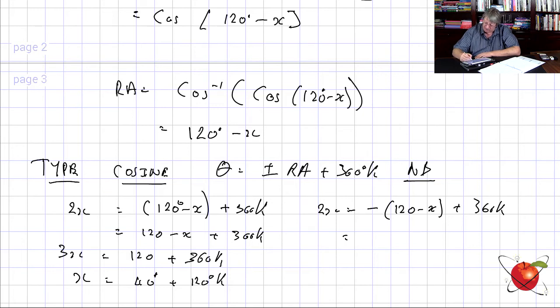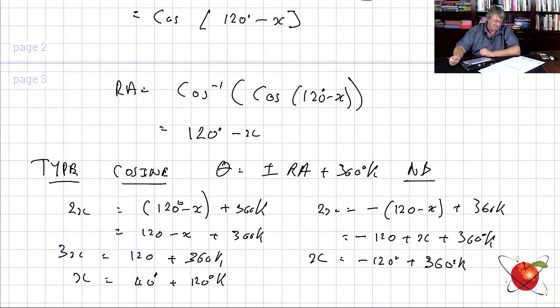Okay, like so. And on this side, it's minus 120 plus x plus 360 degrees k. All I'm doing is moving the brackets, take the x over, and it subtracts. Minus 120 degrees plus 360 degrees k. Okay? Now, if you wish, you can go back and check your answer. You can put in 40 degrees or minus 120 degrees, and you will get the correct answer. As I said, these are not easy. They're not.